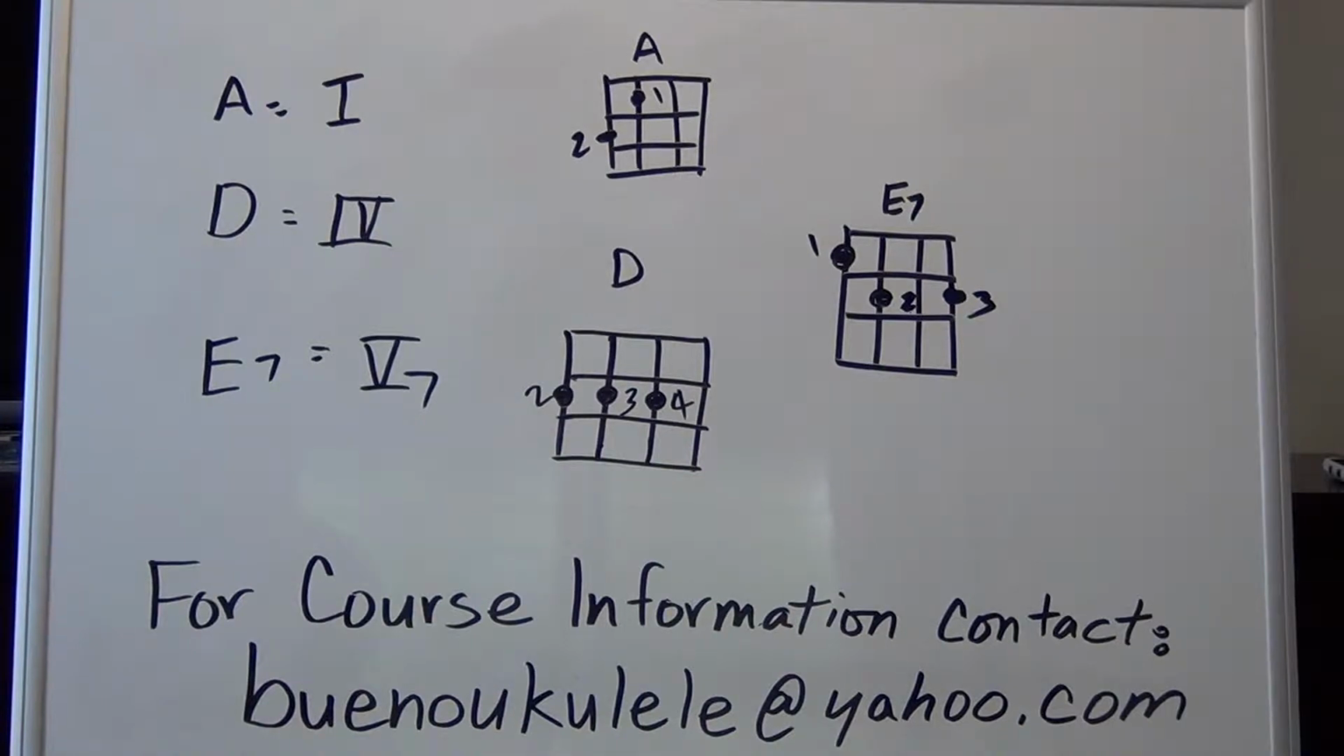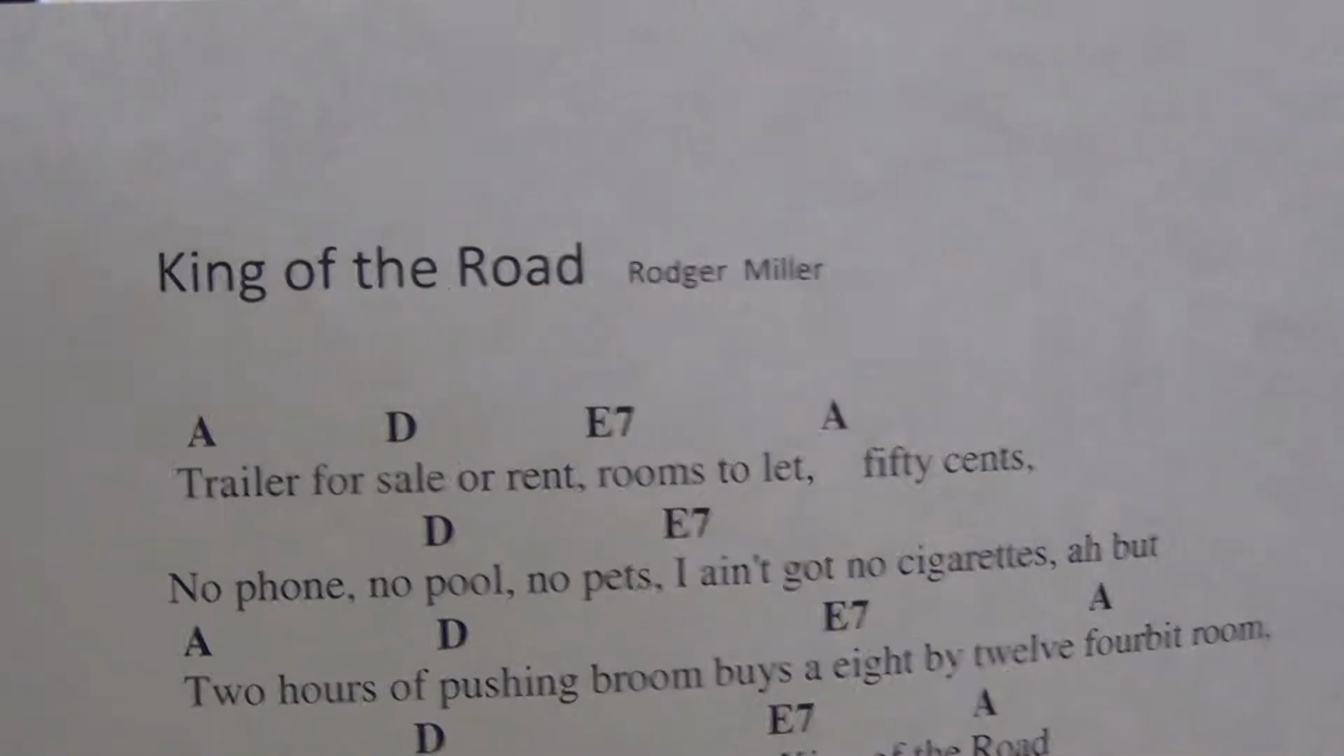Today we're talking about the 1, 4, 5, 7 chords and the chord calc exercise, getting ready for the song King of the Road, which is coming up in a couple of oncoming tutorials. So let's get started. At this time, you want to go ahead and grab your music sheet that says King of the Road.